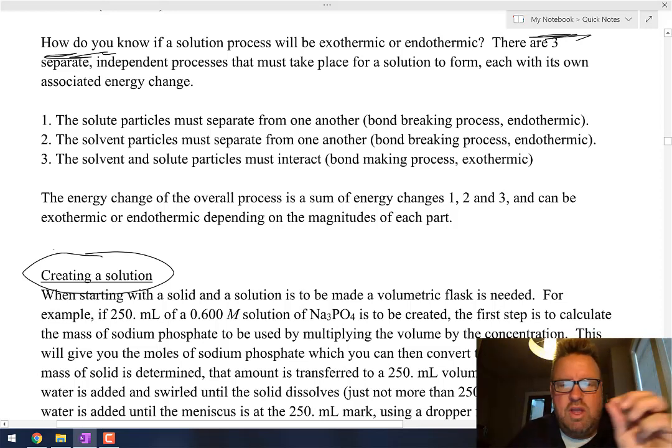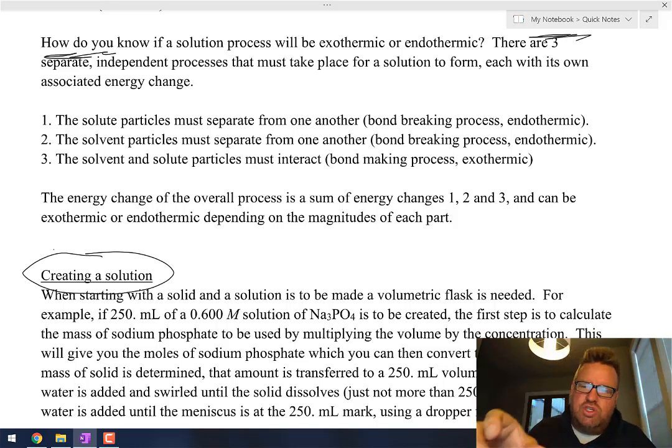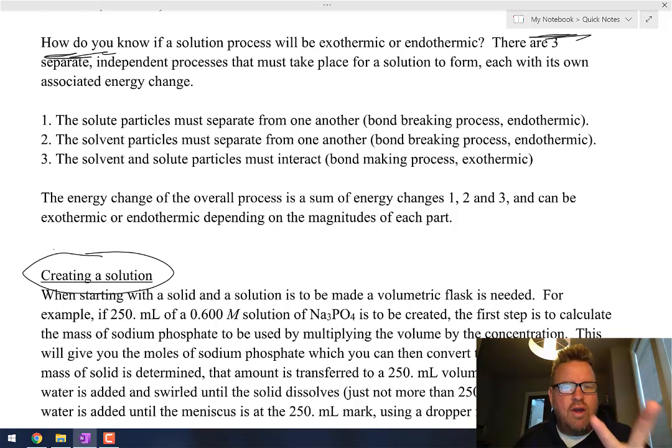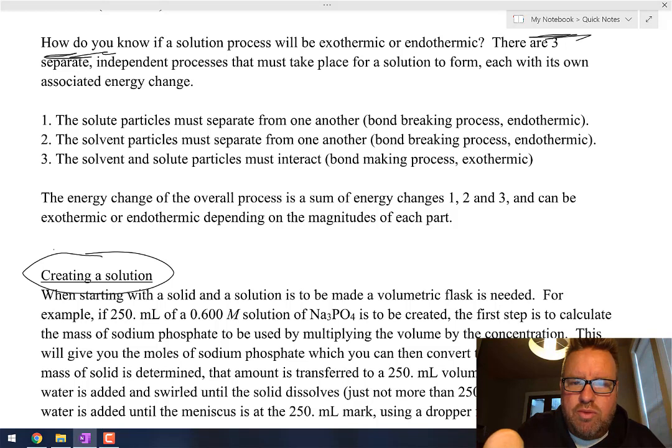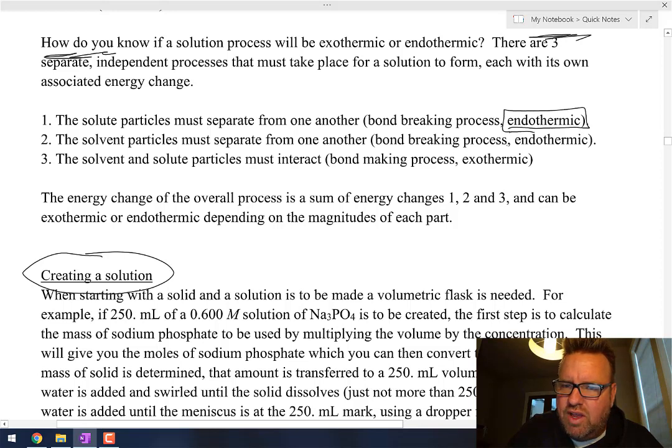When you think about making a solution, there are three things that have to happen. Two of those things require energy. One of those things releases energy. So think about taking some salt or some sugar and dumping it into water. There are two things that require you to break some attractions between particles. Those are what are called endothermic processes, the ones that require energy.